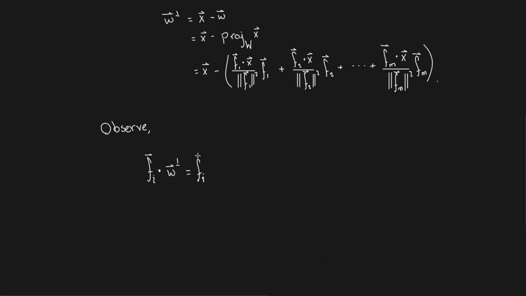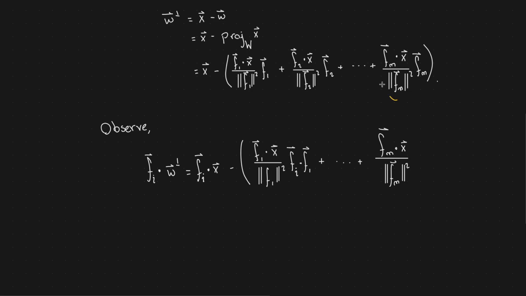So I get fi dot x, and then I'm just going to distribute it through. So the dot product of fi with this first guy, and then with this guy, and then with this guy, and then with this guy. So f1 dot x over the norm of f1 squared times fi dot f1, plus, and I go all the way to the last one, fm dot x over the norm of fm squared. This is just the coefficient. And then I take the dot product with the vector. So fi dot fm. Okay?